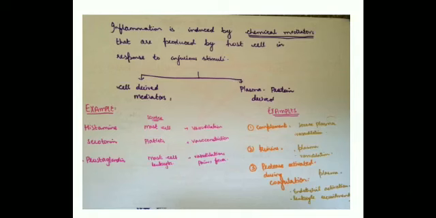Okay, let's move toward the plasma protein-derived. Examples include complement, kinin, and proteases activated during coagulation. Complement sources plasma while it causes vasodilation. Kinin sources also plasma, it also causes vasodilation. And proteases activated during coagulation source plasma while it causes endothelial activation and leukocyte recruitment.